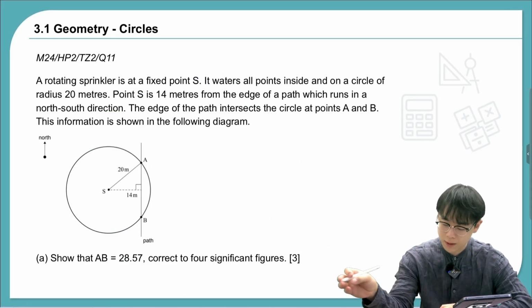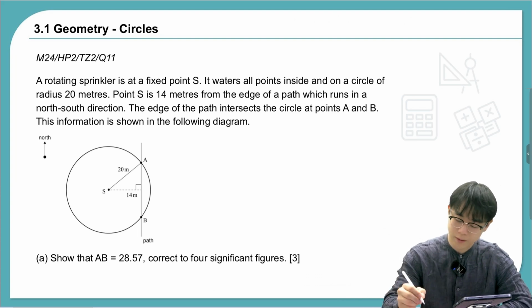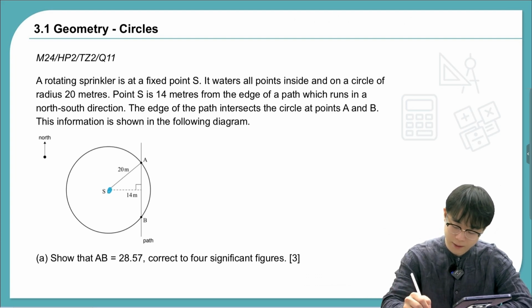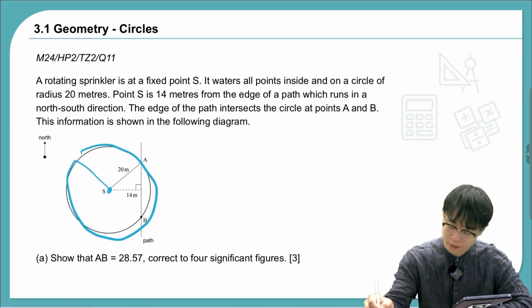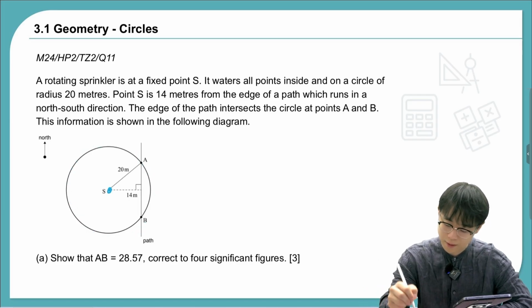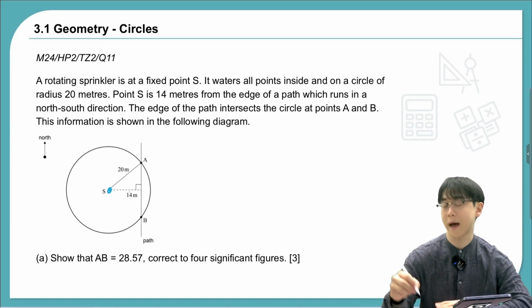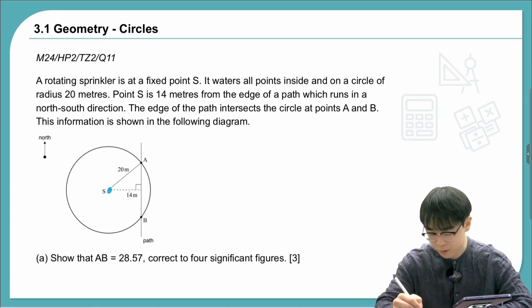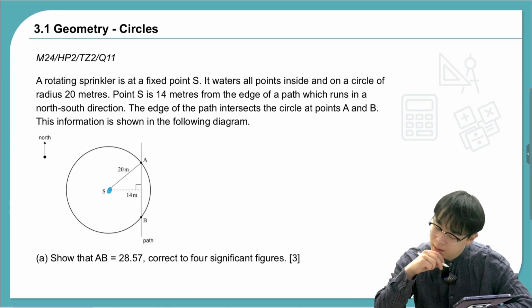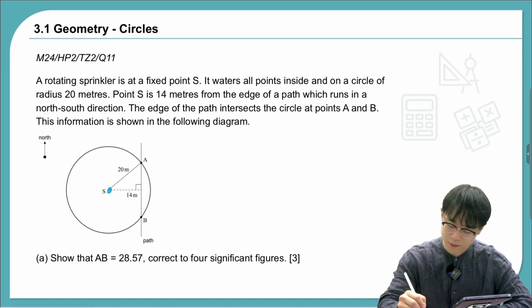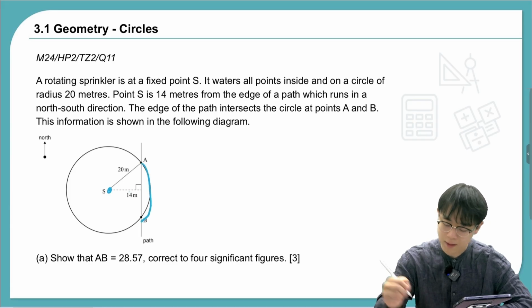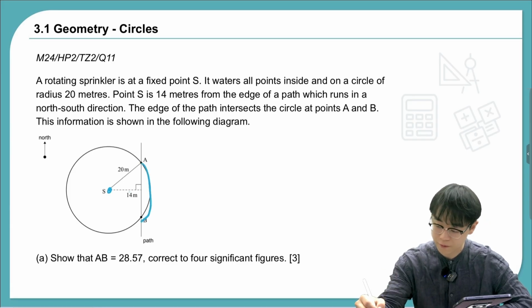We have a sprinkler problem. So we have a sprinkler at point S, and it's shooting its water all around this circle, and we have a straight chord AB. So S is 14 meters from this path. Okay, so this path is a straight line that goes through this radius of the sprinkler. Okay, and first things first, we just need to find that AB is 28.57.